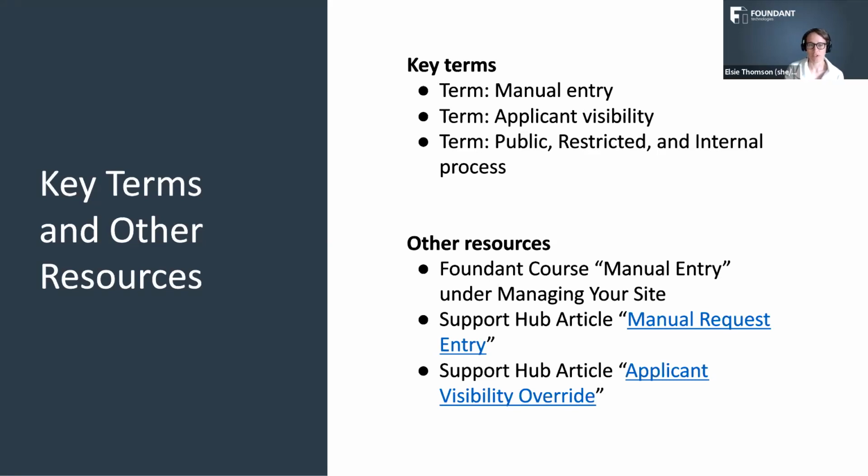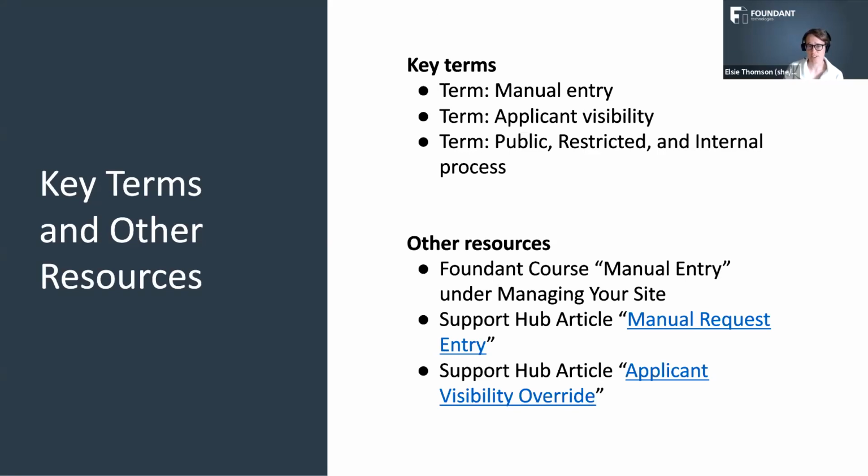But just to go over these real quick, a public process would be one that is on your apply page. When an applicant shows up, everyone sees that. A restricted one would be one where maybe there's an access code in front of it. So not all applicants will see it on the apply page, but they do need to put in a code in order to see it. And then an internal process, you'd really only have an internal process to do manual entry into. An internal process will never show up on an applicant's apply page. So you would make these specifically for doing manual entry into them.